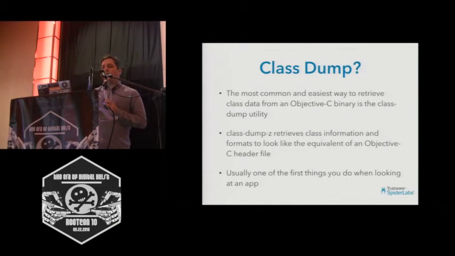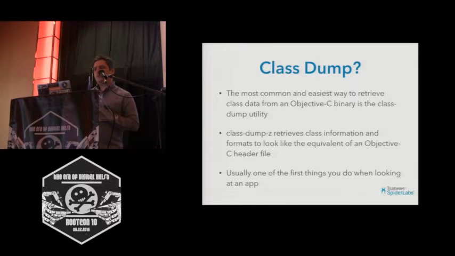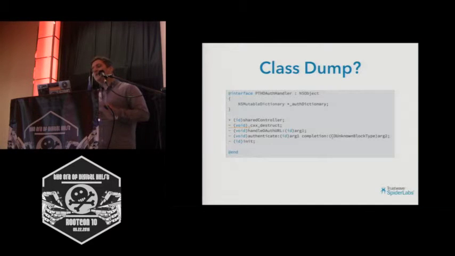Class dump is the most common and the easiest way to retrieve class data from an Objective-C binary. You've got class-dump-z for iOS, which retrieves class information and formats the output to look like the equivalent of an Objective-C header file. It's usually one of the first things you do when you look at an app, just to get an idea of what's in the app, how it's working, and what it's storing and processing. So that's what it looks like.